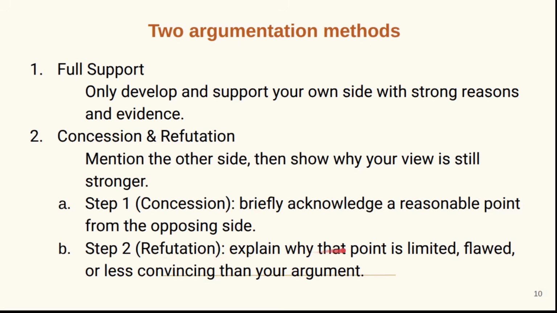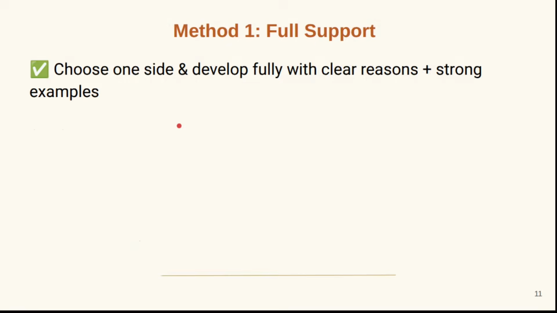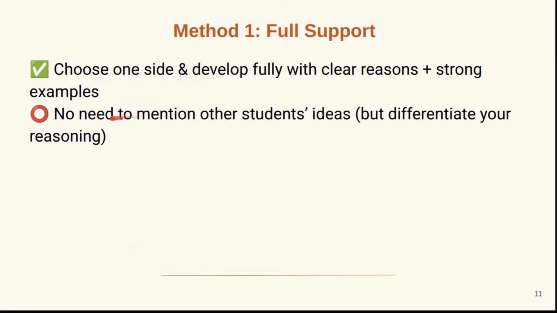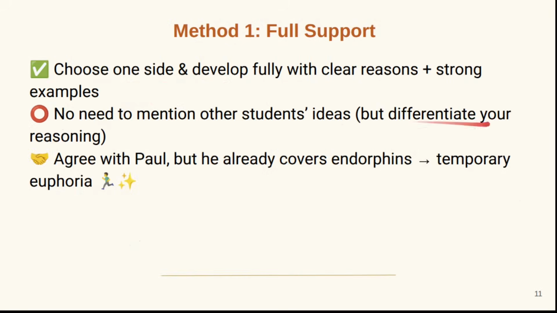In this method, you choose one side and develop it fully with clear reasons and strong examples. You don't need to refer to other students' ideas in the question, but make sure that your reasoning is different from theirs. Your position agrees with Paul's, but Paul already uses the idea of endorphin production through exercise, which leads to temporary euphoria. To be more persuasive, you need to go beyond that. How can you do that?